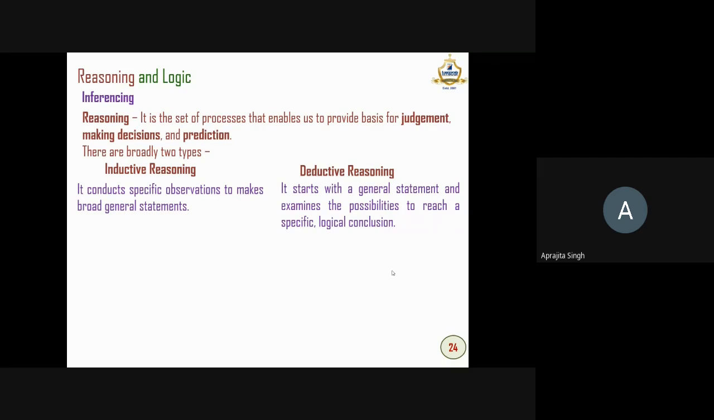So what are we starting with? A general statement. All mangoes are fruits. We are starting with a general statement.